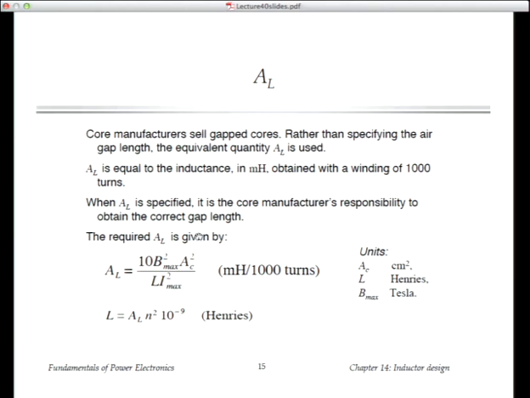Core manufacturers often specify A sub L, which is what they do when they sell you a core that is already gapped. It comes with an air gap, so you don't shim it. And if you're going into production, you do this. You use these. So A sub L is a measure of how big the gap is. And rather than telling you the gap in actual meters or something, what they do instead is tell you the inductance you get per turn. AL is the inductance in nanohenries per turn of wire, or they often also call it millihenries per 1,000 turns.